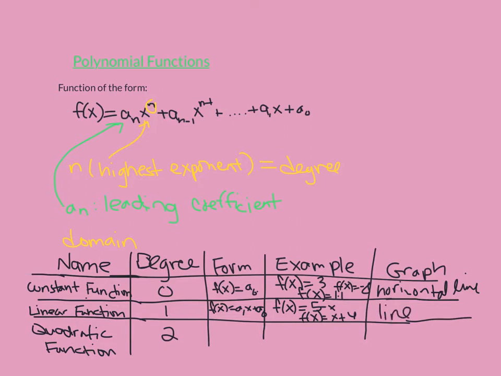Quadratic function, another one that you've seen, those are going to be of the form a2 x squared plus a1 x plus a0. Pretty much anything that's a polynomial that has a degree of 2 is going to be a quadratic function. So if you have x squared plus 8x plus 6, that's a quadratic. Or if you just have x squared minus 3, that's also a quadratic. And that one we know is going to look like a parabola.